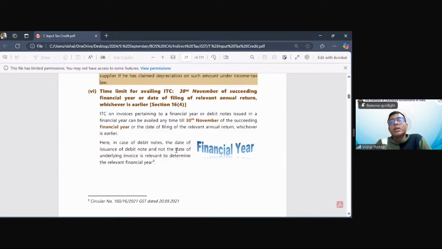So they have given me a last date by which I should take this ITC in my 3B returns. If I fail to take it, that is, I do not show it in my 3B returns and it is not added to my credit ledger up to the due date, that much ITC I will lose. So what is the time limit for claiming that ITC in my 3B returns? It is up to 30th November after the end of the financial year, or up to the date of filing the annual return, whichever is earlier. Now the last date for filing the annual return is 31st December.